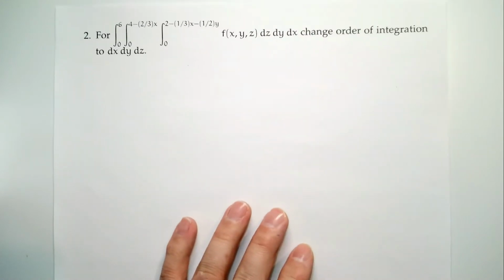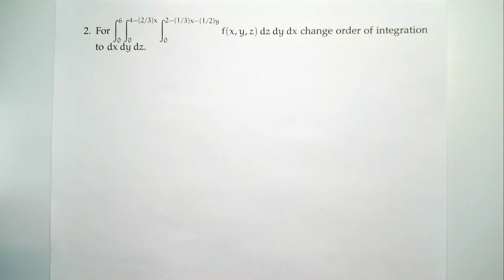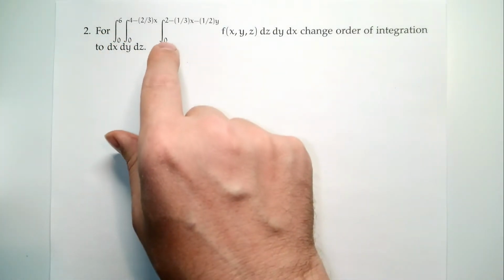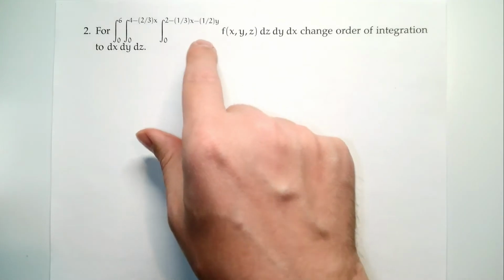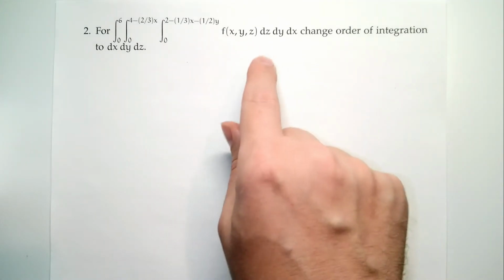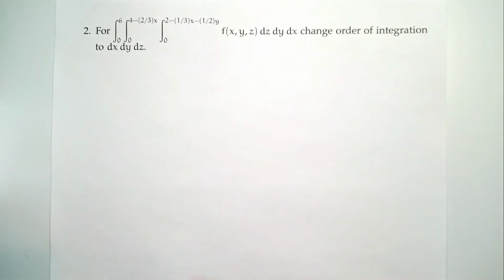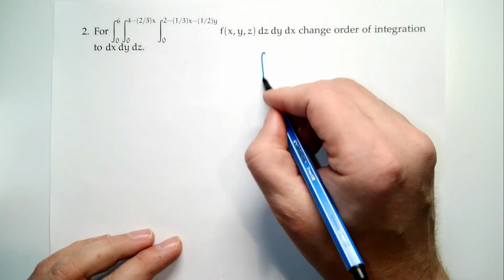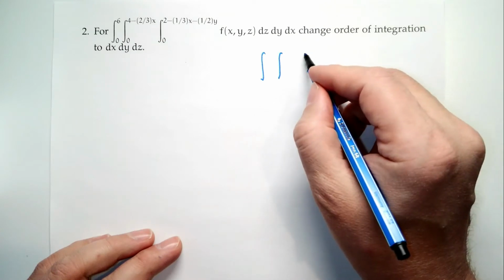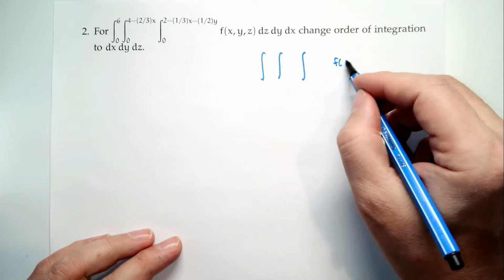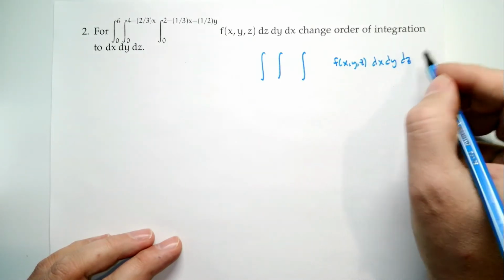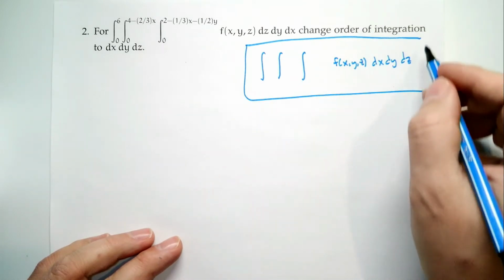Okay. Next one, number 2. Ooh, it looks like something similar. So, 0 to 6, 0 to 4 minus 2/3 x, 0 to 2 minus 1/3 x minus 1/2 y, f of x, y, z, dz, dy, dx, and we're going to change it to dx, dy, dz. So again, we can write down at least some of our answer. It's going to look like integral, integral, integral, and f of x, y, z, dx, dy, dz. All right. So there's our answer.